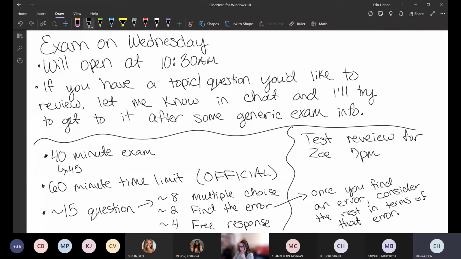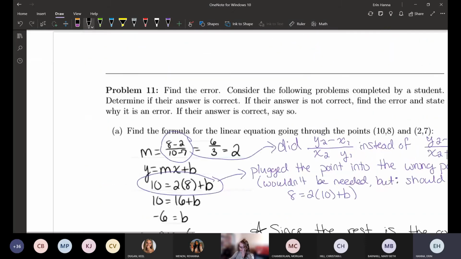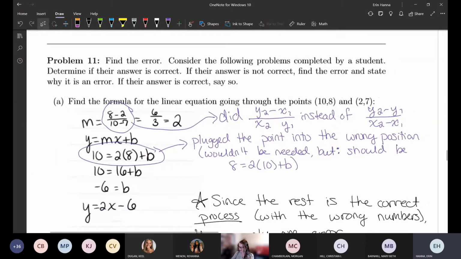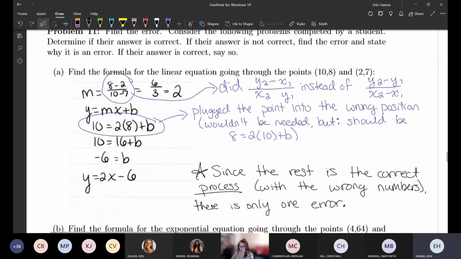And I think I'm going to scroll up to an example on the review. So if you really don't want to see the review, close your ears. But I want to go over this one because it's what I mean by this. So on this one, we were asked to find a formula for a linear equation between 2 points.